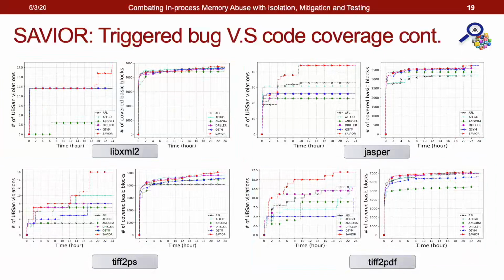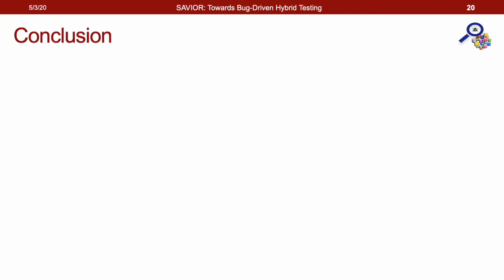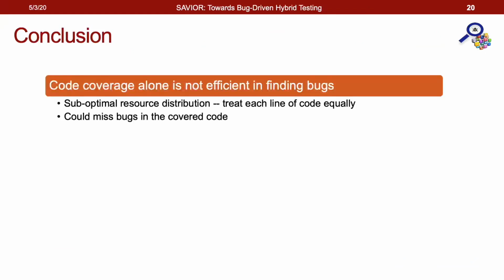A similar pattern can be found in the other 4 programs, where Savior did not find many more code blocks than other fuzzers, but it ended up finding the most bugs. Based on these results, Savior found 44.3% more bugs on average than the second best tools in 24 hours. However, we can see that its code coverage is not much better than other testing tools. So, to conclude, we observed that code coverage alone is not efficient in finding bugs. Specifically, it results in two problems.